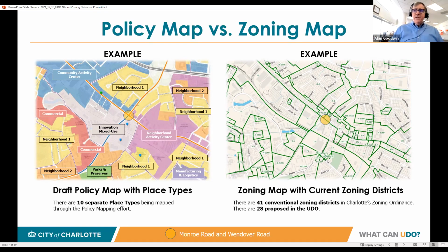On the right-hand side is an excerpt from our current zoning map for that same area. So we currently have in our zoning ordinance 41 conventional zoning districts. We're proposing 28 new zoning districts in the UDO that will replace these 41 zoning districts. But as you can see from the zoning map, it does not line up exactly with the place type map. So zoning and place types are different. They're related, but they're different.